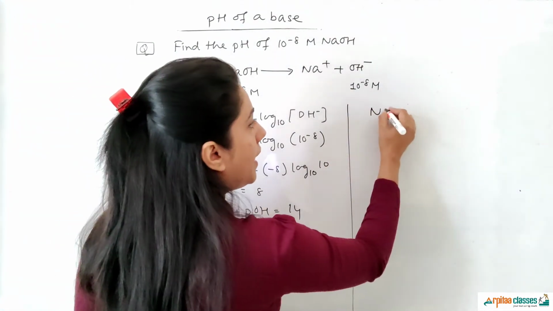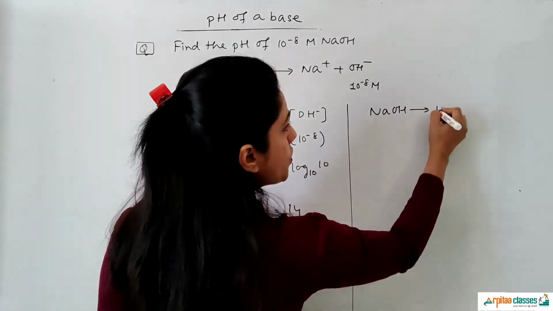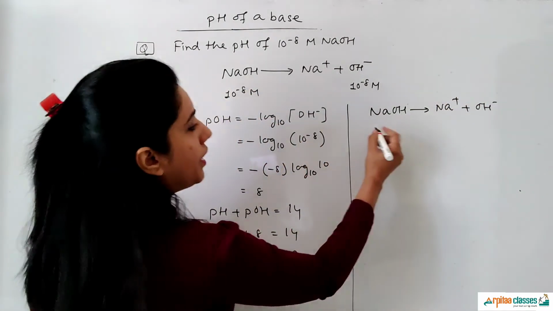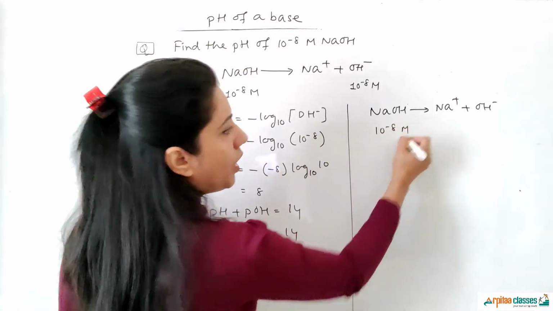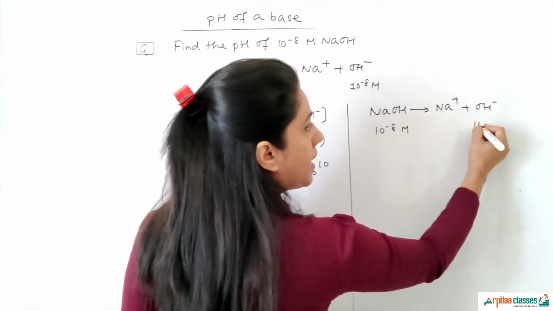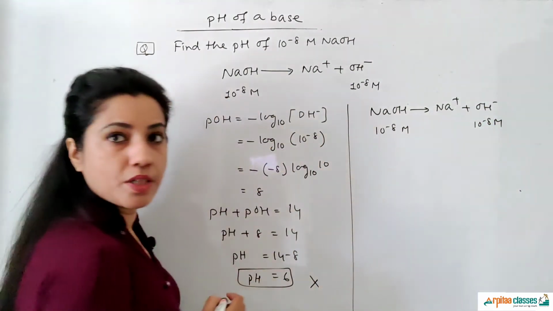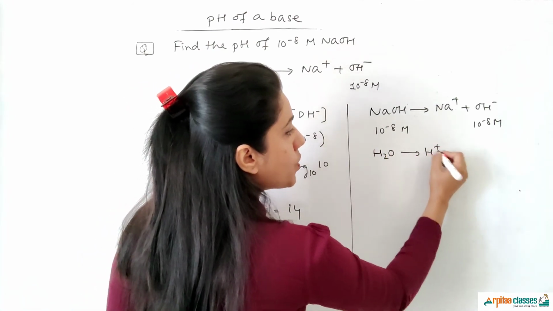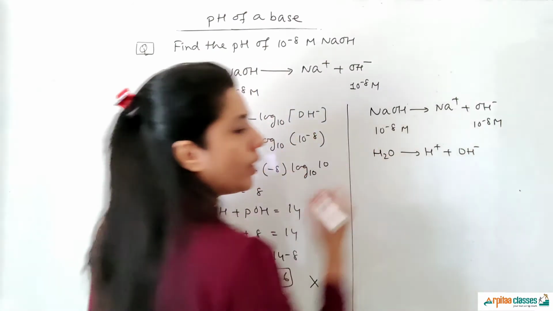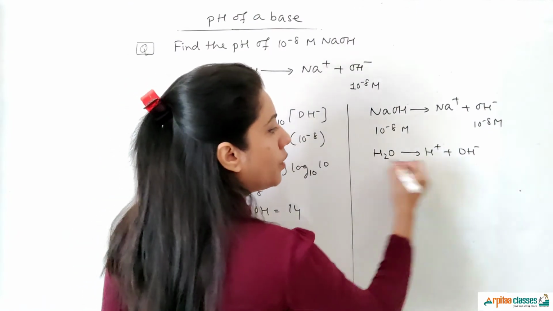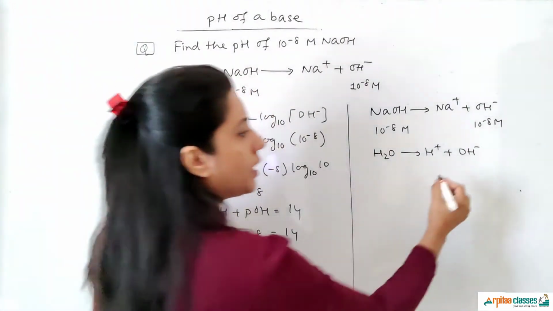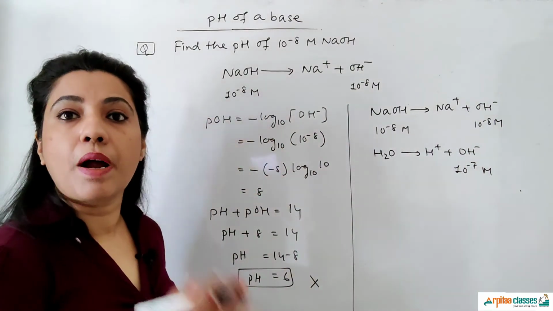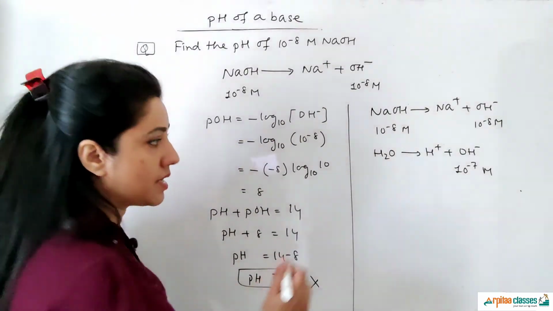That means NaOH is dissociating to give you Na plus and OH minus. From here 10 raised to power minus 8 molar NaOH is there. So we are getting 10 raised to power minus 8 molar of OH minus. But water is also there in the solution which is dissociating as H plus and OH minus. And water, you know that when it is neutral, it gives you 10 raised to power minus 7 molar of H plus and 10 raised to power minus 7 molar of OH minus.